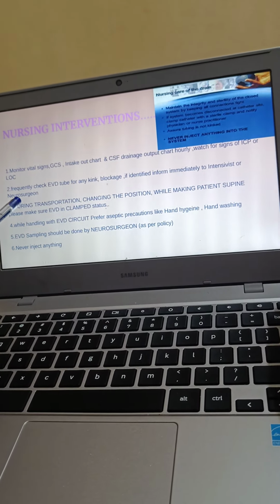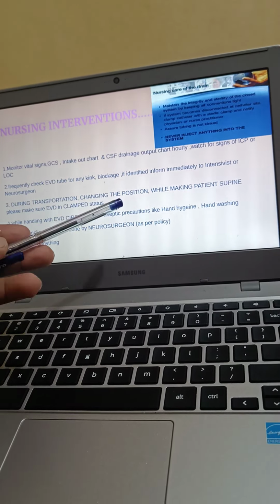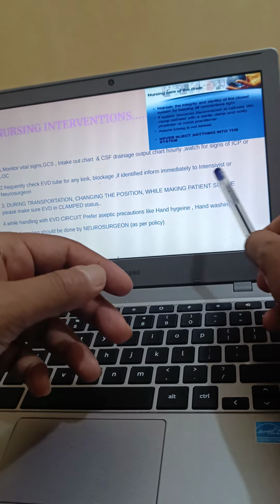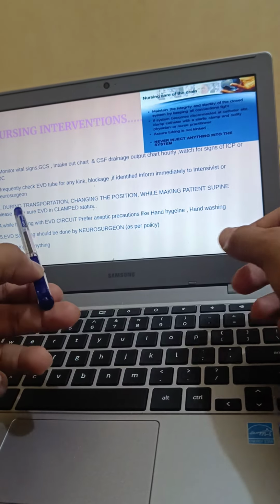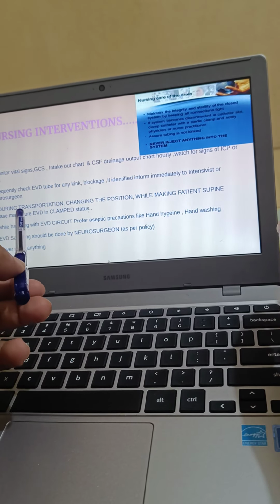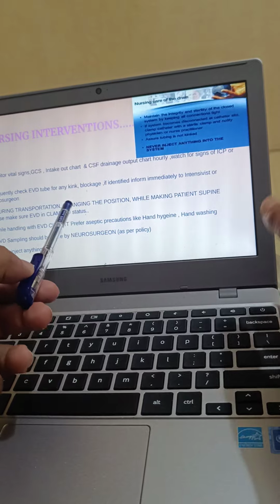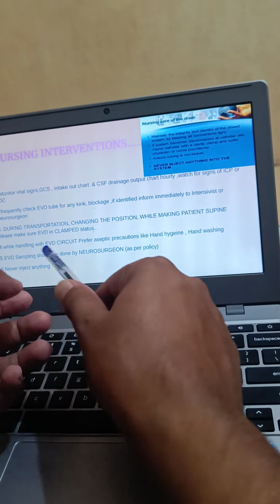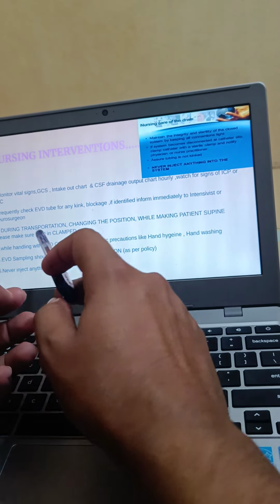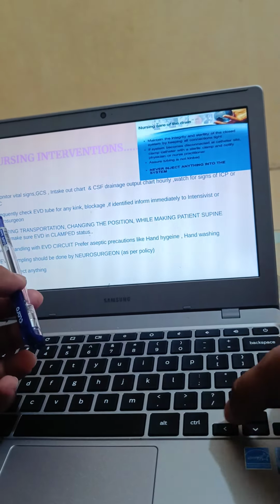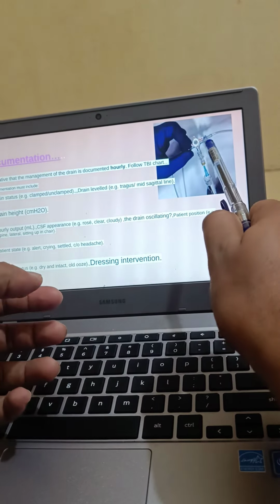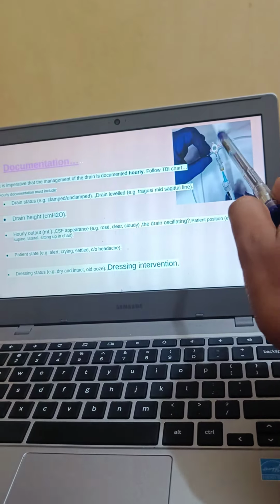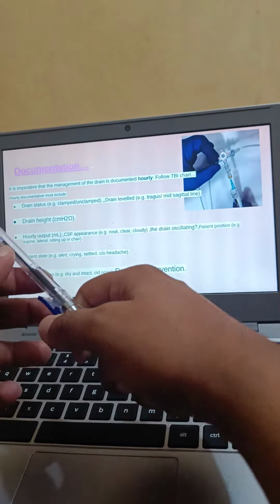Then frequently we should check the EVD for any kinking or blockage, and if anything is there, we should immediately inform the intensive neurosurgeon. Whenever we are doing transportation, changing the position, or making the patient supine, on that time the EVD should be in clamped status. We should turn like this and keep it clamped.